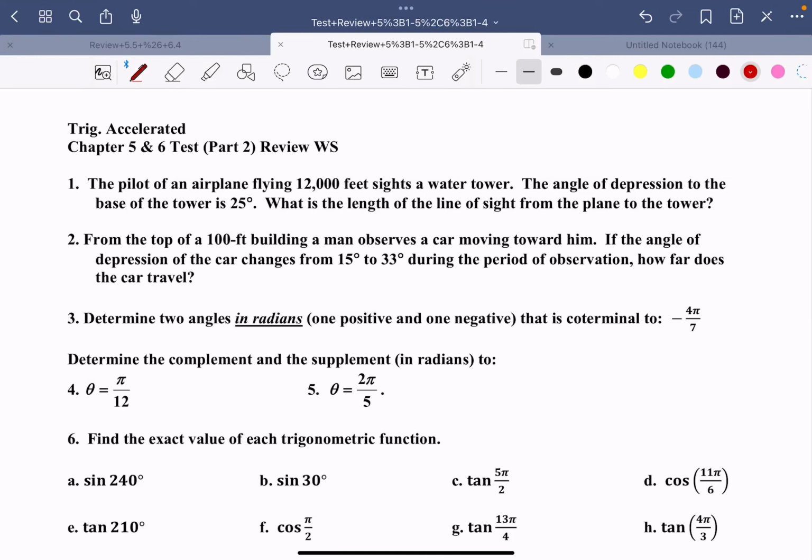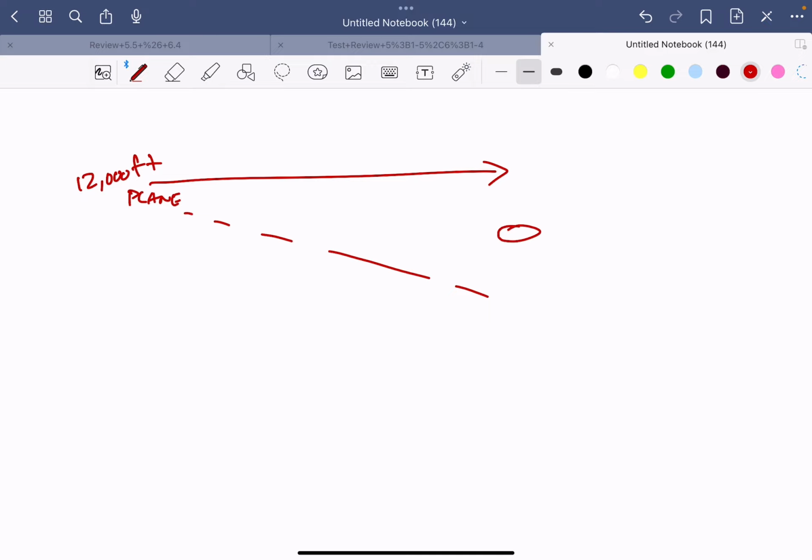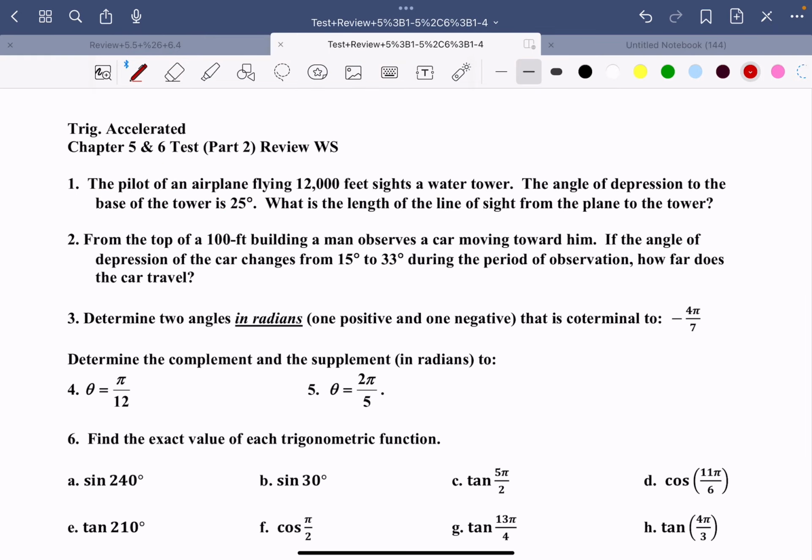Let's keep on going. So now we have a pilot of an airplane flying at 12,000 feet, who sights a water tower. So he's flying this way at 12,000 feet, and here is the plane. He looks down and sees a water tower that looks like this, right? So that's the base of the water tower. So he sees the water tower.